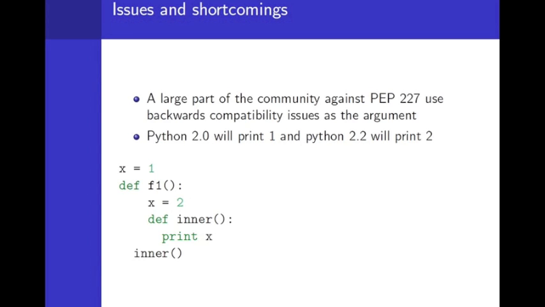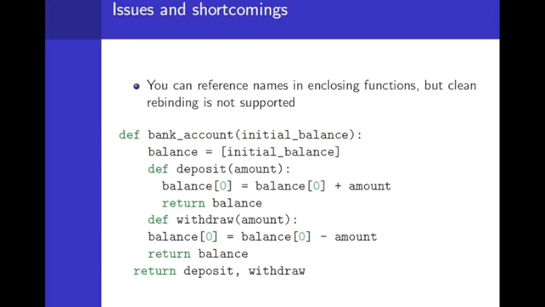One of the issues, the main thing that the community did not like about this, is that it breaks backwards compatibility. As you can see in this example, in Python 2.0 it would have printed 1, and 2.2 will print 2, so a lot of older functions would break. And the other shortcoming is that you can't rebind variables, as we talked about before. You could do it in a very ugly way, basically directly referencing the memory, and people didn't like that.